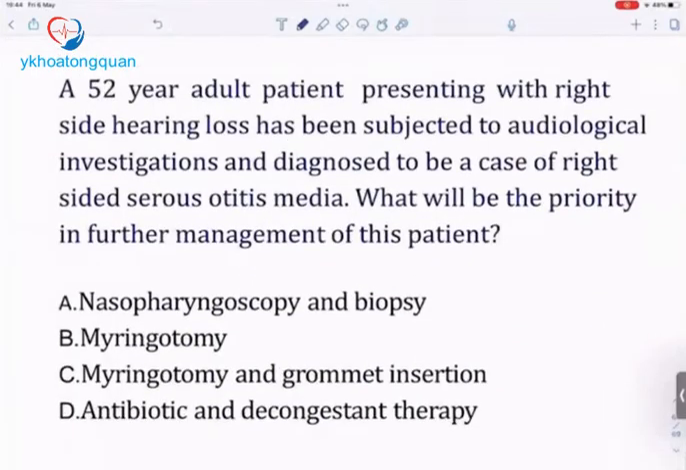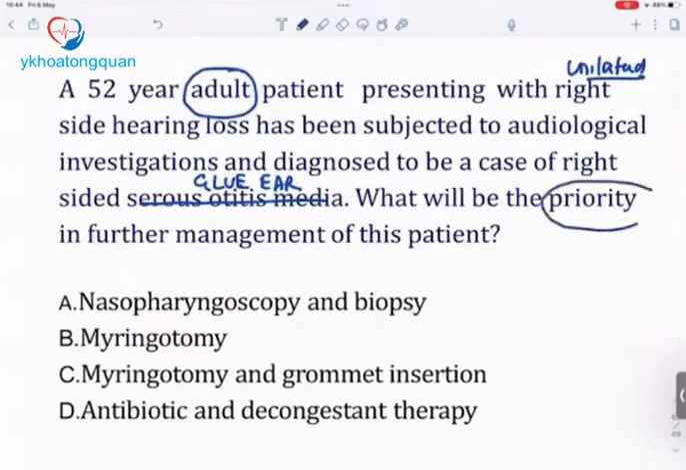And the last question. A 52-year-old adult patient presenting with right-sided, single-sided hearing loss has been subjected to investigation. It has been diagnosed as a case of right-sided glue ear. So this is an adult patient with unilateral glue ear. What is the priority of management? Not the management, the priority. What is my priority for this patient? Nasopharyngoscopy with biopsy, myringotomy, grommet, or antibiotic and decongestant therapy?